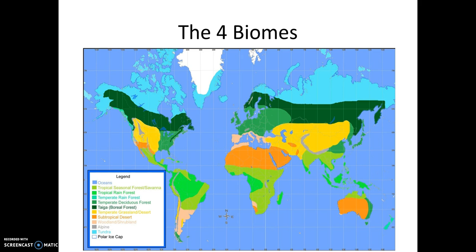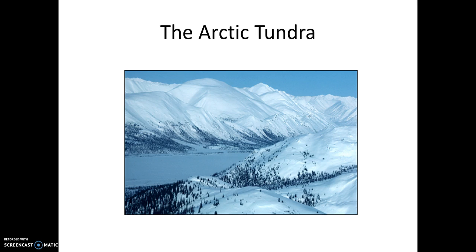So first, there are 4 major biomes in the world. Okay, so we have the tundra, the forests, the grasslands, and the deserts. So the tundra has 2 subgroups, the forest has 3, grasslands are on their own, and then deserts have 4. We are going to cover the first 3 today.